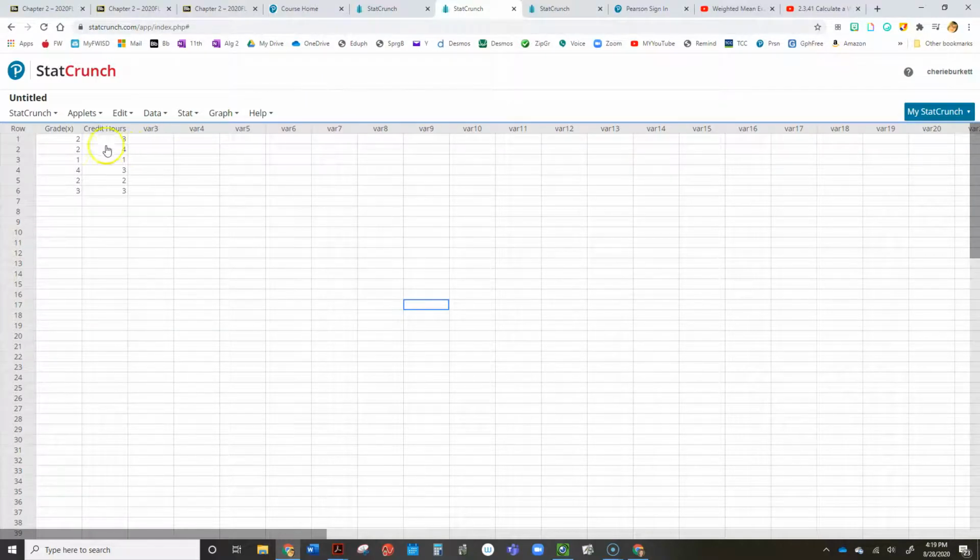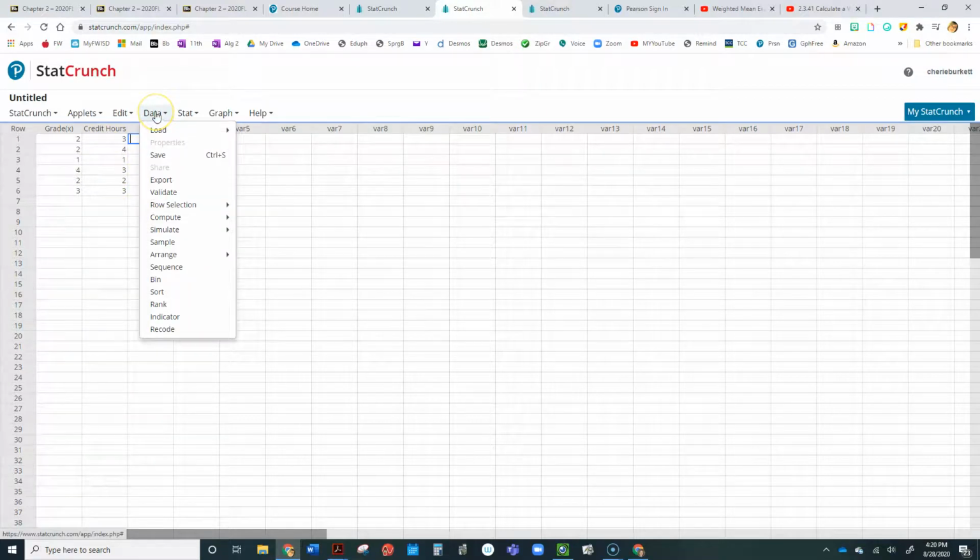So I opened a StatCrunch page. I went ahead and put the 2, 2, 1, 4, 2, 3 in. That's the grade. And this is the credit hour. The way I'm going to show you first is, I'm basically using StatCrunch just to do my multiplication. Now, do you need StatCrunch to do the multiplication? No, you can say 2 times 3 and get 6 right there. I mean, you could do that, and that would basically just be putting it on a spreadsheet instead of writing the table down. But you can also have StatCrunch do this for you.